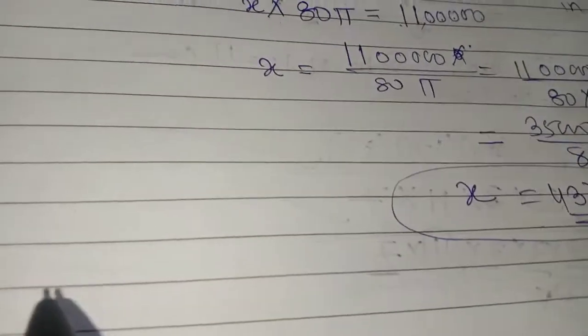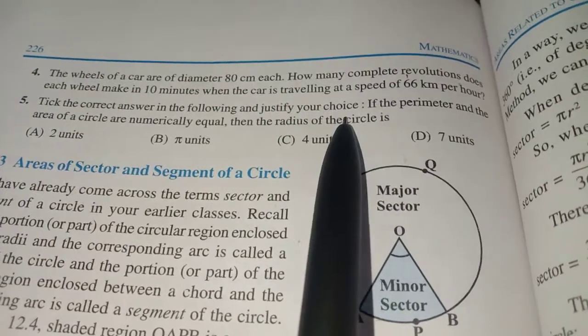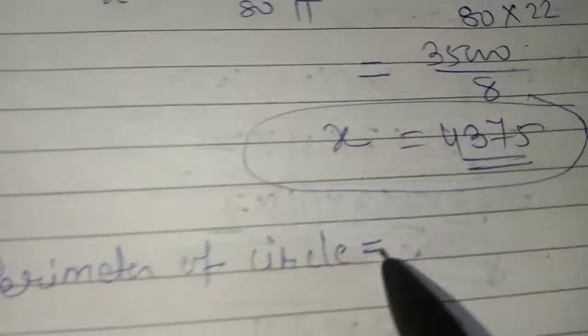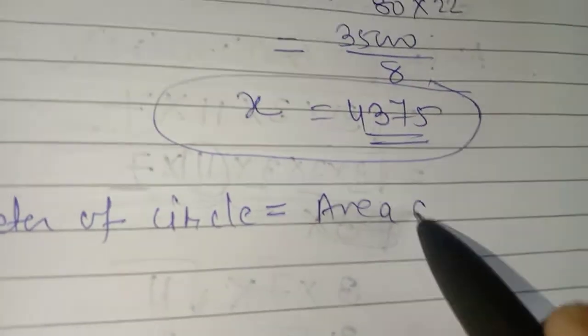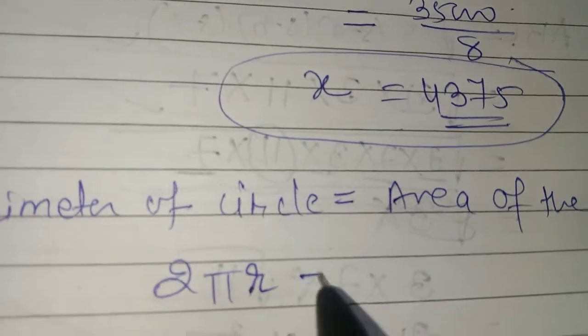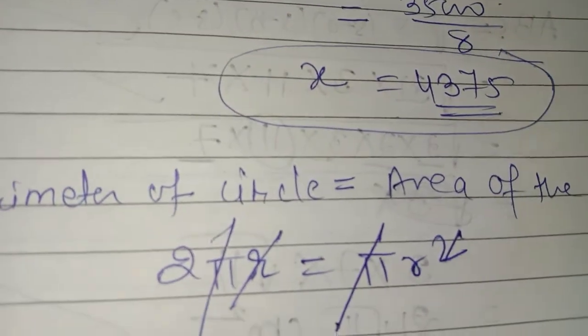Now question number 5 is there. Choose the correct answer in the following and justify your choice. That is, if the perimeter and the area of a circle are numerically equal, then find the radius of the circle. Okay, perimeter and area of the circle are equal. So we know that the perimeter of the circle is equal to the area of the circle. The perimeter of the circle is 2 pi r and the area of the circle is pi r square. So we can cancel pi and pi, one r will be cancelled, so here r is equal to 2.